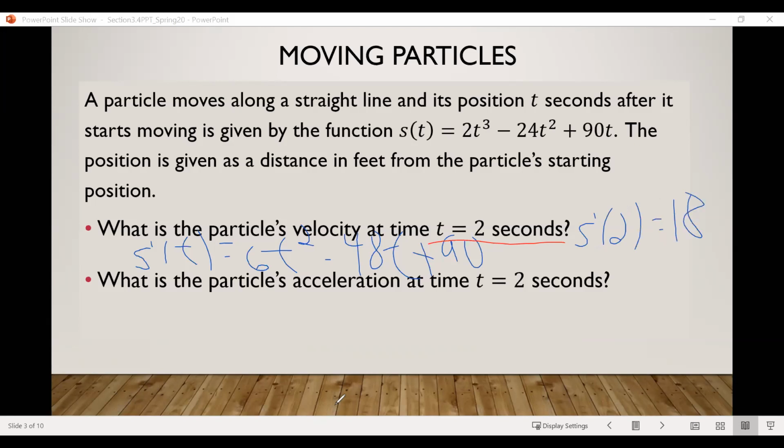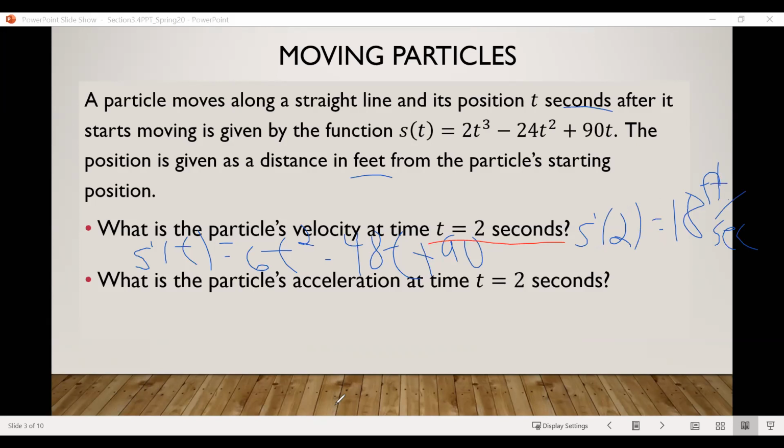And what are the units here on this? Remember, our units for the first derivative, for velocity, are based on the original function. They'll be the output units, which are feet, per the input units, which are seconds. So this would be 18 feet per second.